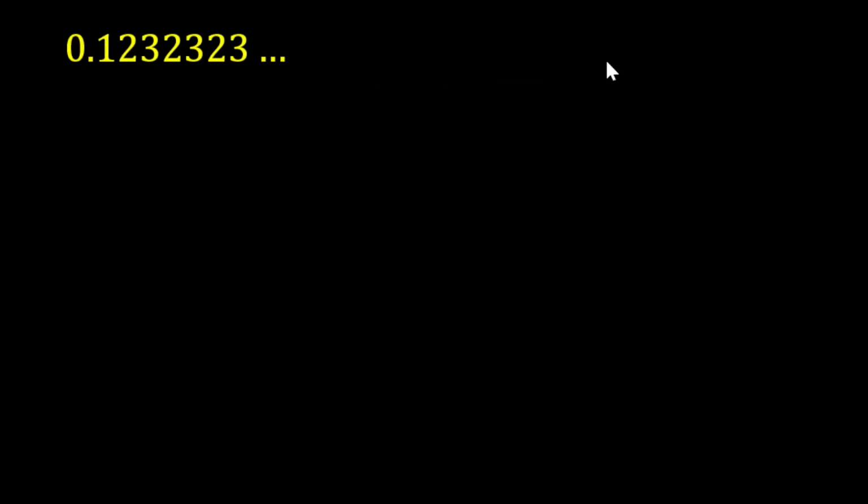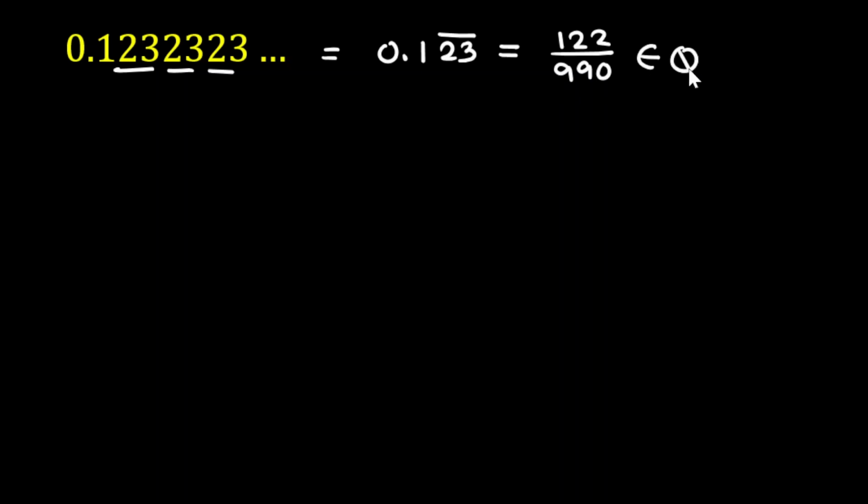We'll take one more example, 0.1232323 and so on. This is also non-terminating and recurring. Again 23 is getting repeated. So this can be written in bar notation, 0.123 bar. Here you note that 1 is outside the bar. So this can be written in the p by q form, 122 divided by 990. How to write in the p by q form we will discuss later. But because we can write it in the form of p by q, we can call this number a rational number. It is a rational number.